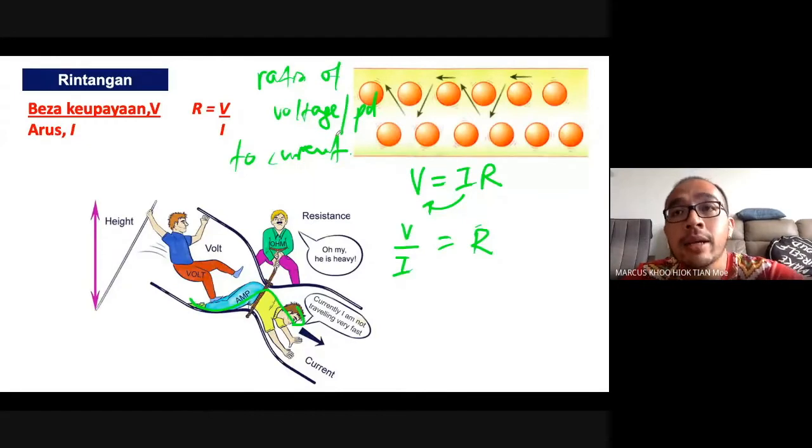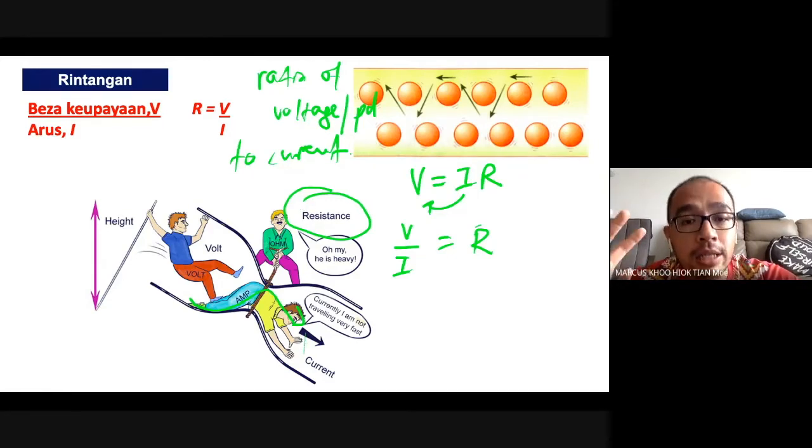Okay, rintangan, the old language for rintangan is halangan. It is basically apa yang menghalang cas daripada mengalir. What is obstructing, what is resisting the current flow? That's the resistance. So the voltage provides the energy. Current flows, and then the resistance is trying to stop the current flow.